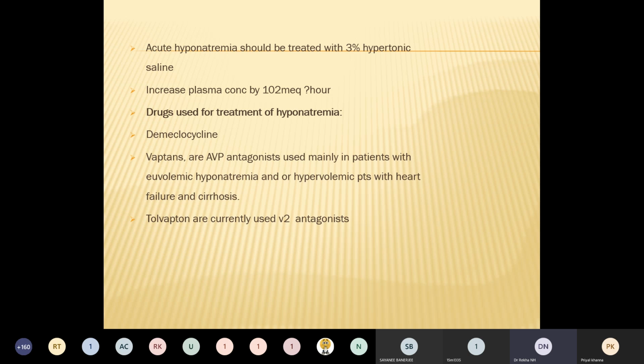So drugs used for treatment of hyponatremia: demeclocycline, which is not available for use now. Vaptans, which are arginine vasopressin antagonists, are used mainly in patients with euvolemic hyponatremia or hypervolemic patients, that is with heart failure or cirrhosis. One commonly used vaptan is tolvaptan. It's a currently used V2 receptor antagonist.